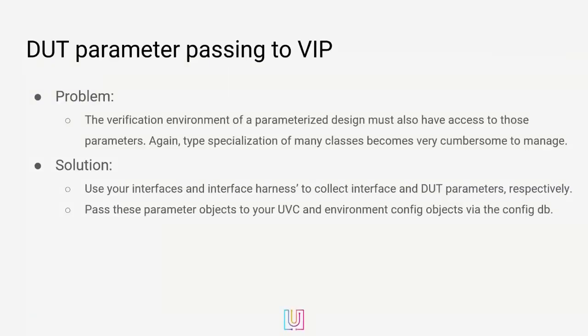Here we have a best practice called depth parameter passing to VIP. The verification environment of a parameterized design must also have access to those parameters. So Alex Melikian and Paul Marriott of Verilab wrote a 2017 SNUG Canada paper called Perplexing Parameter Permutation Problems: Immunize Your Test Bench. In there, they show us how to use interfaces and interface harnesses to collect interface and depth parameters, respectively, put them into an object, and make them part of the config DB, allowing our verification classes to now have access to our depth parameters. Let's take a look at how this works.